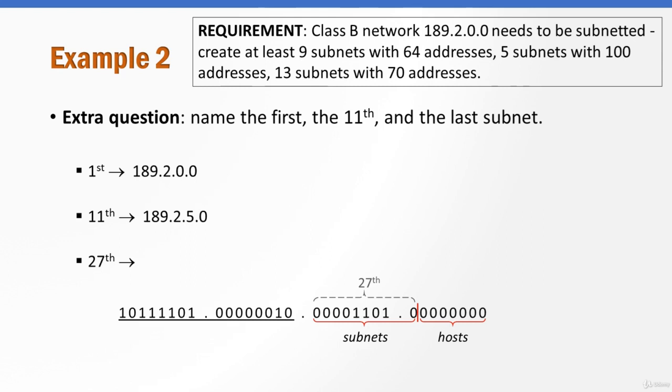But then when we look at this octet, these are different values. So this is 1, and then this is 4, and then this is 8. In total, that's 13. So our 27th subnet is going to be 189.2.13.0. And of course, that's going to be with /25.